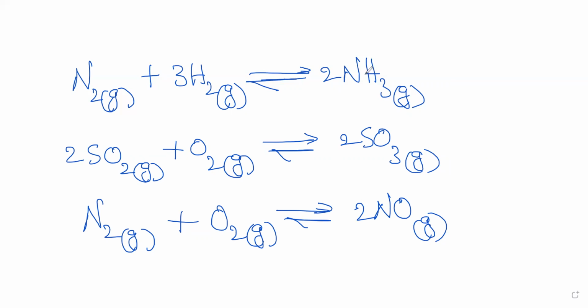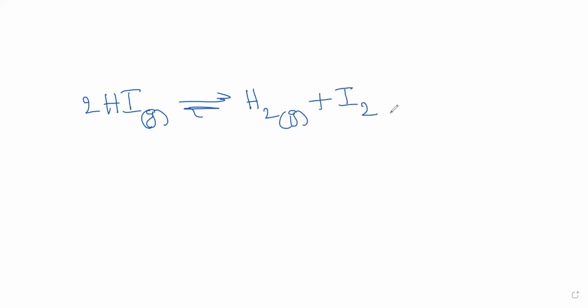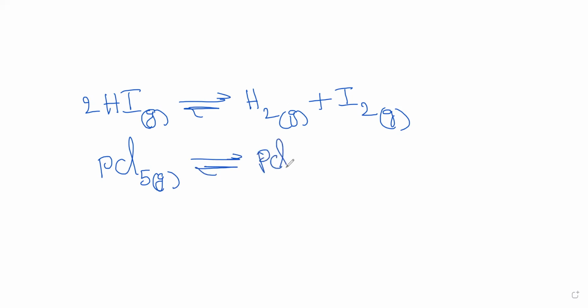We have some more examples. 2HI gas gives H2 gas plus I2. HI is hydroiodic acid. That is the equilibrium we are talking about. Next one is PCl5 gas, which gives PCl3 gas plus Cl2 gas. So this is again homogeneous equilibrium.